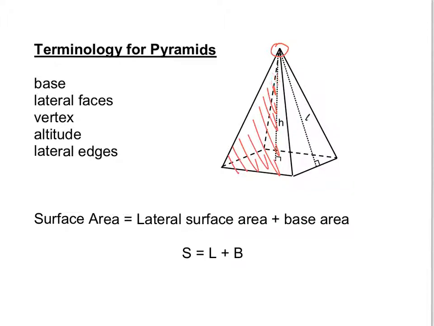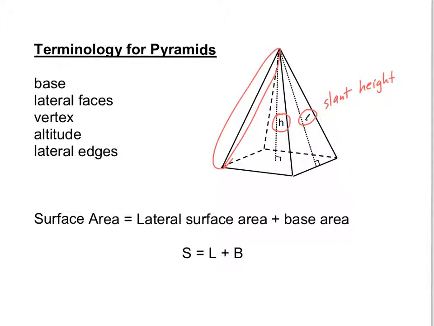So let me erase this stuff here, because I also have the altitude, which is the height of the entire pyramid, how far it stands off the table. And we have what are called lateral edges. I have the lateral face, but I have lateral edges here. And then there's this distance right here, which is called the slant height. That slant height is also the height or altitude of the triangle face.